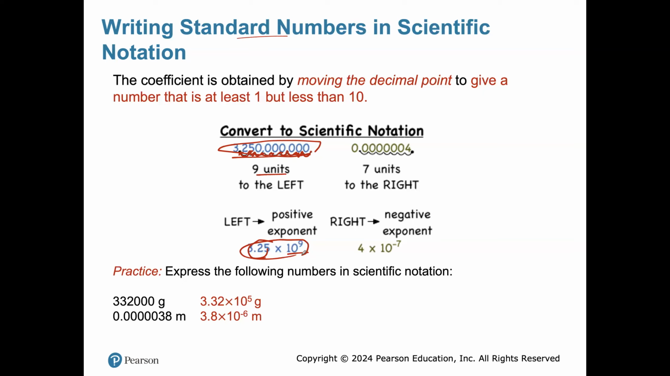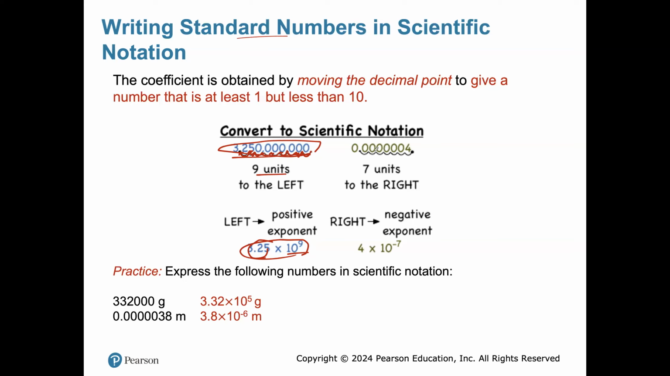Keep in mind that when you convert a standard number to scientific notation, the significant figures of the number should not change, because we're not changing the accuracy of the number. In the standard number, it has 3 significant figures, and in this scientific notation, it also has 3 significant figures. Now let's look at another example.